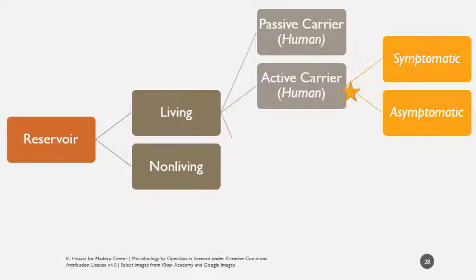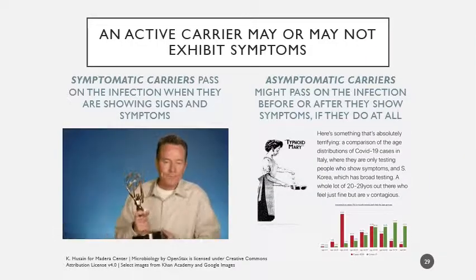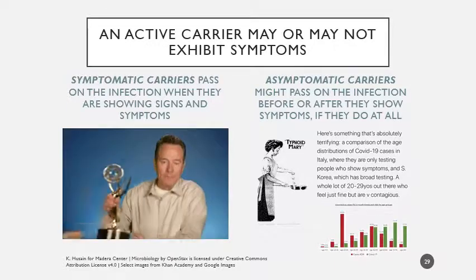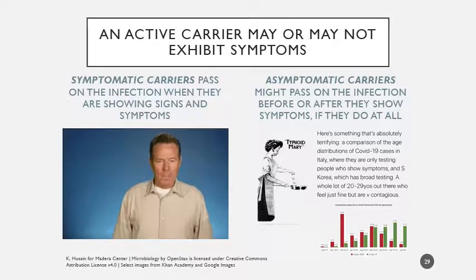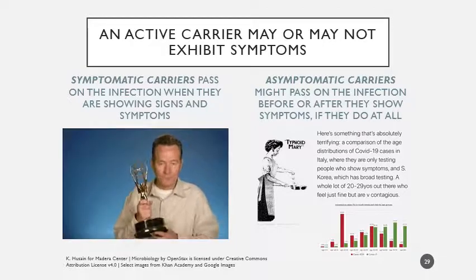When we're thinking about that active infection, in the previous image with Brian Cranston, that was what we call symptomatic. So symptomatic carriers pass on the infection when they are showing signs and symptoms. Typhoid Mary was an example of an asymptomatic carrier. They maybe pass on the infection before or after they show the symptoms, or they don't show any symptoms at all.